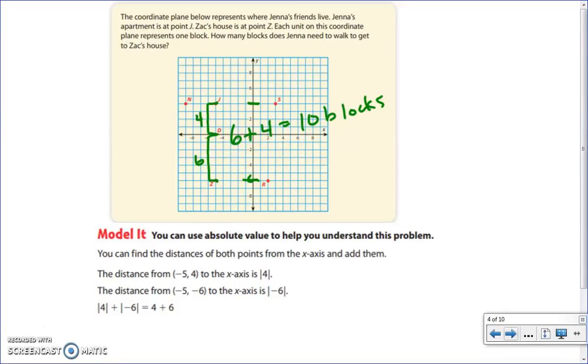It's represented like this. We could think about it as the absolute value of 4, or the distance from 0 of J. This is for J. And then the distance of 0 from 0 for Z. And we would know that J is 4 away, Z is 6 away in the other direction. So 4 plus 6 would make 10. So they're 10 blocks away.